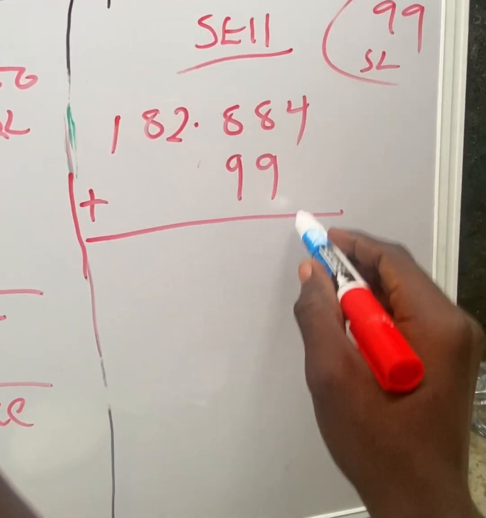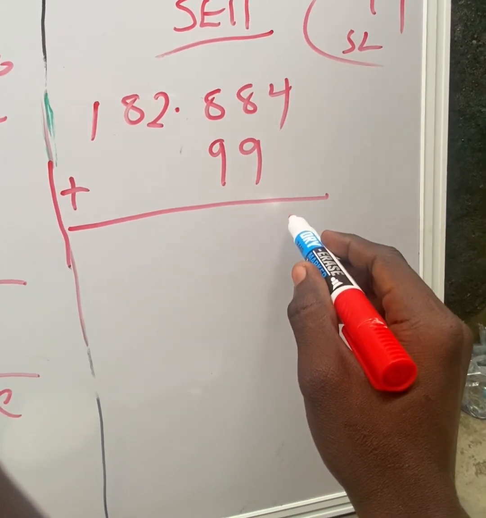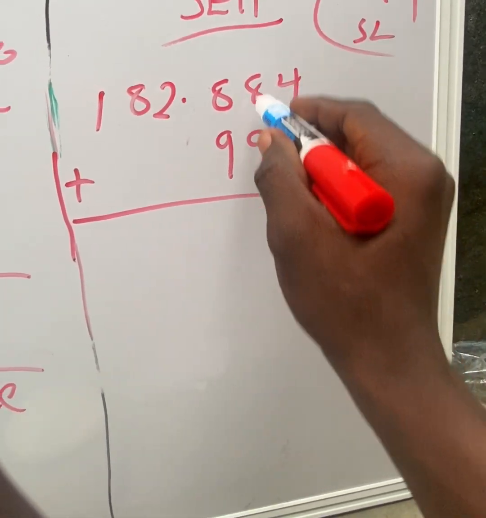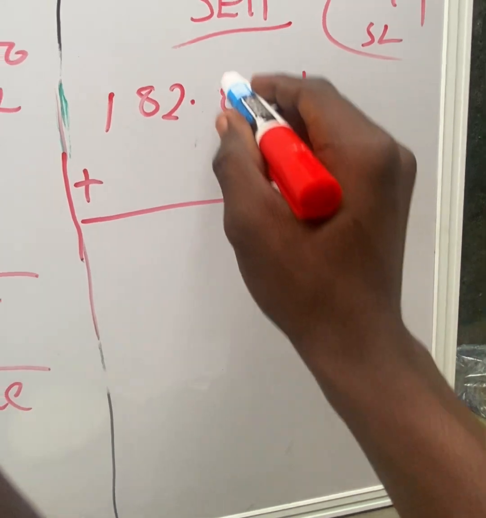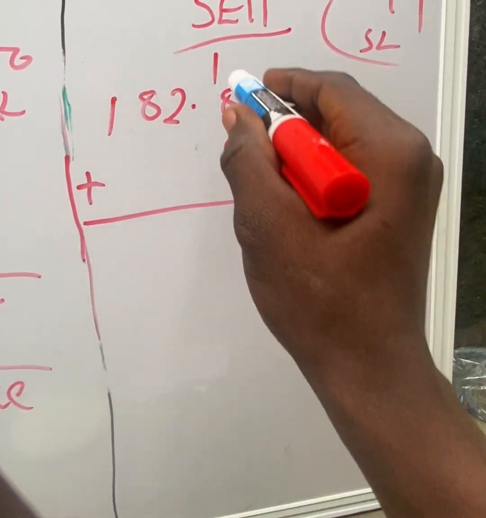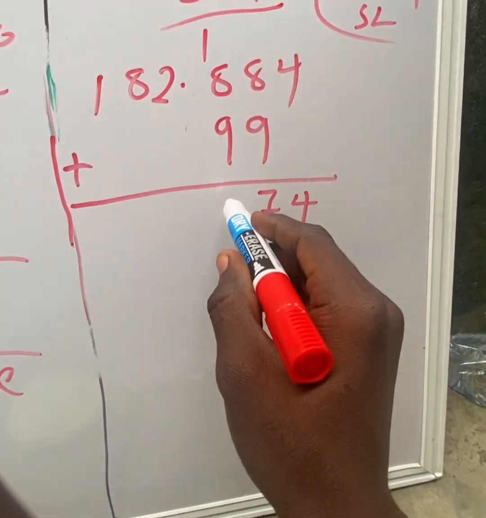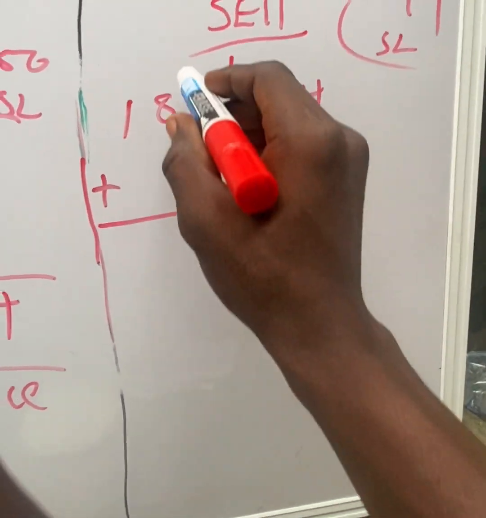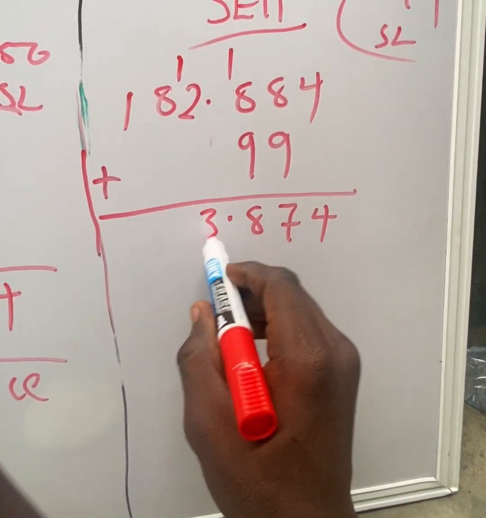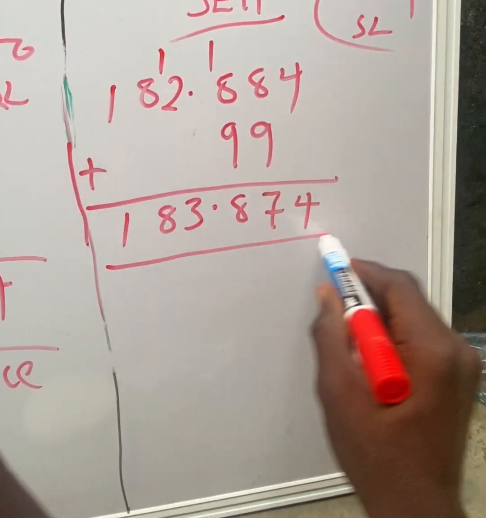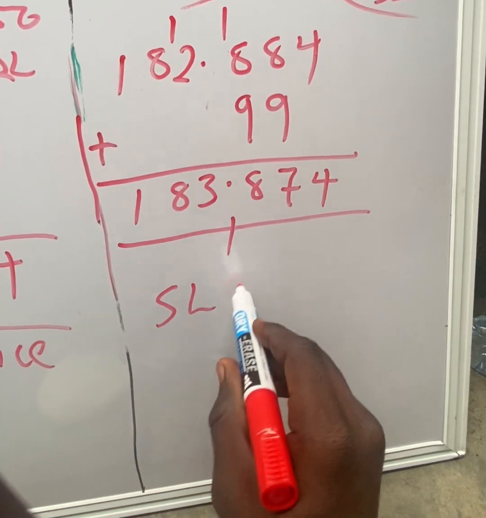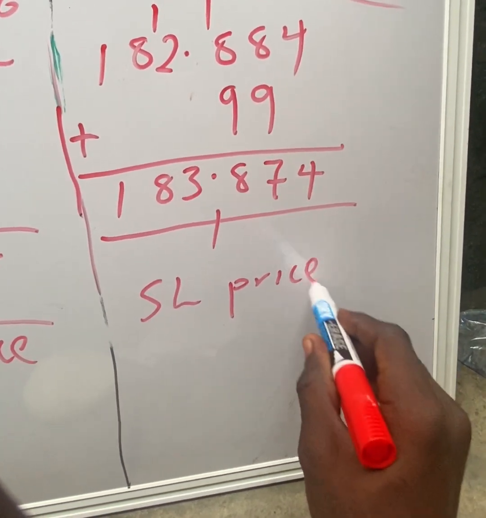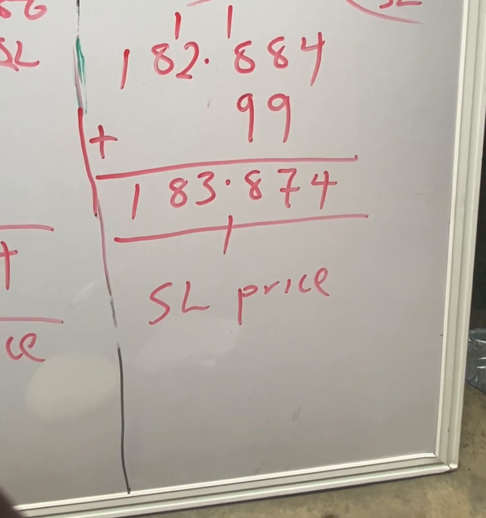This guy is the pipette. 4 plus 0 is 4. 8 plus 9 is 17. Put 1 here. This is 1 plus 8, 9 plus 9, that's 18. Points, put 1 here. 1 plus 2 is 3. We have 8, we have 1. So that's the stop loss price. You can see, guys, that's the stop loss price.